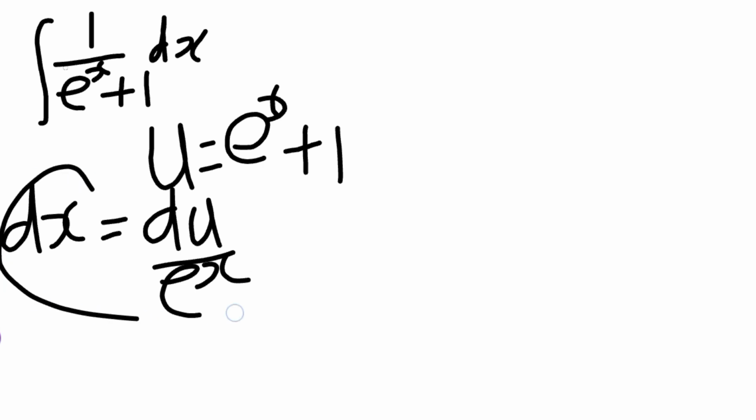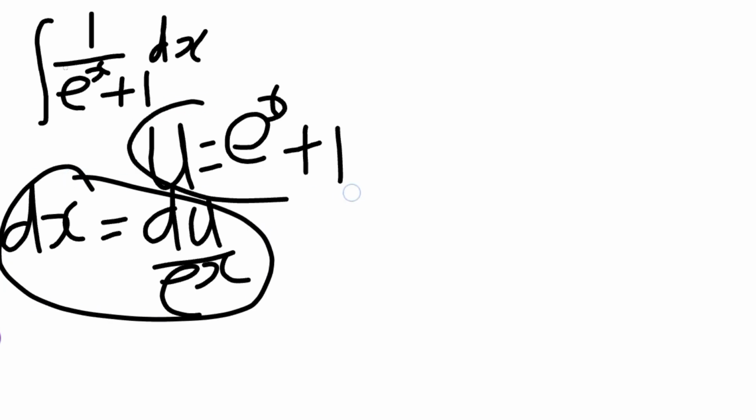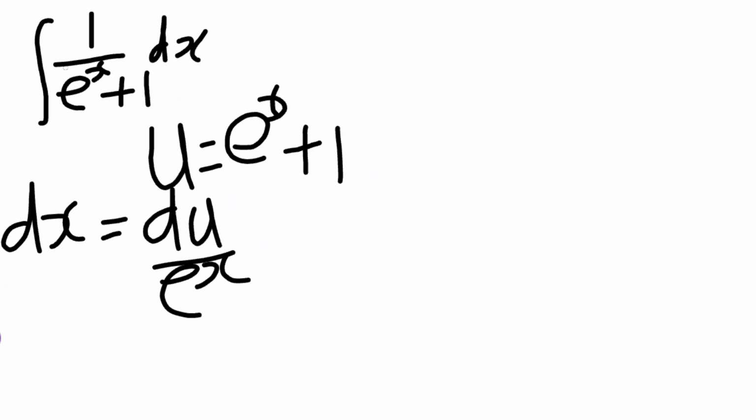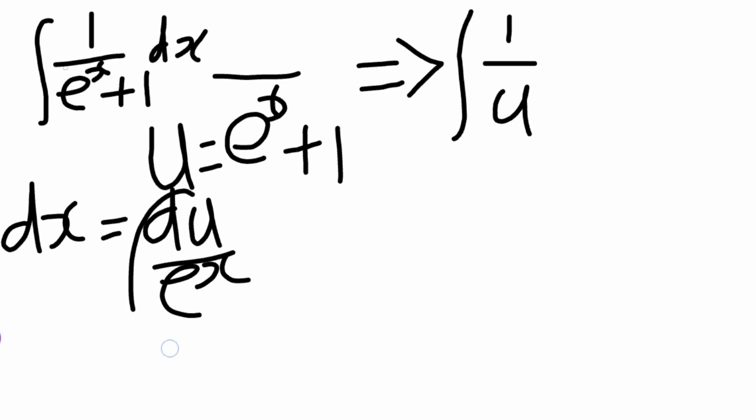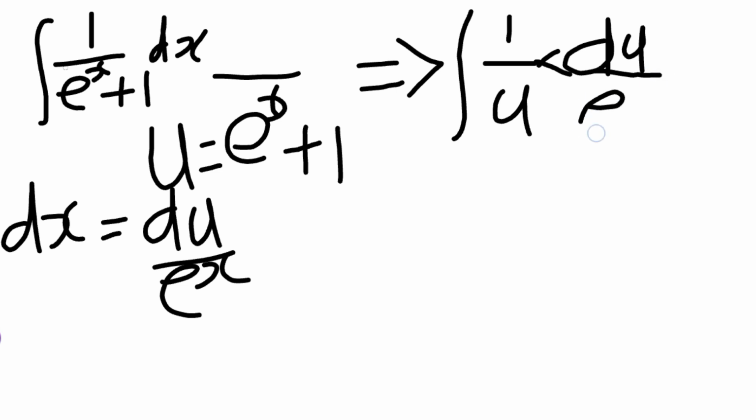So now that we have the dx over here and we have made the u substitution, let's put all this into the original equation we have here. This is going to turn to the integral of 1 over e raised to the power of x plus 1, which is then equal to u, instead of just writing e raised to the power of x plus 1. And dx, as you're seeing here, is equal to du over e raised to the power of x. So multiplied by du over e raised to the power of x.